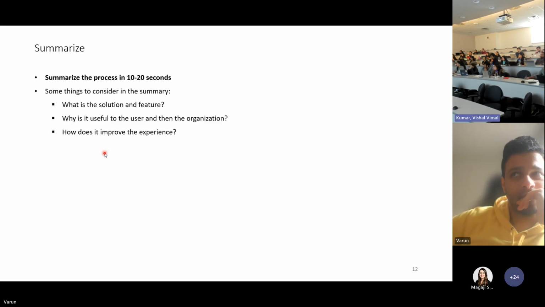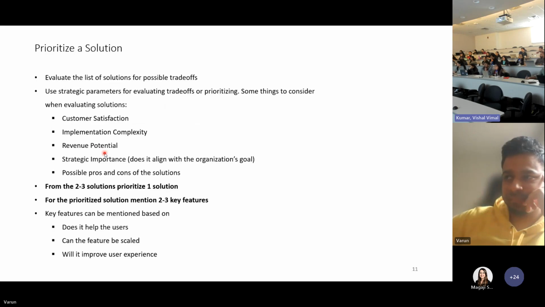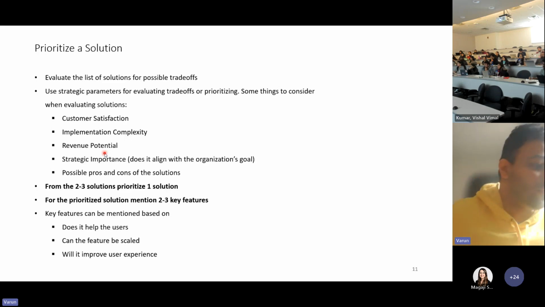So when you're evaluating solutions, let's say we have two solutions and we are considering what you have on screen, the customer satisfaction, the implementation complexity, and so on. We score each of these solutions, let's say out of 5. Now, does customer satisfaction always take precedence over revenue potential? Let's say two solutions and the points are almost similar. What do we do? Oh, good question. That's a good catch. I think I forgot to mention that.